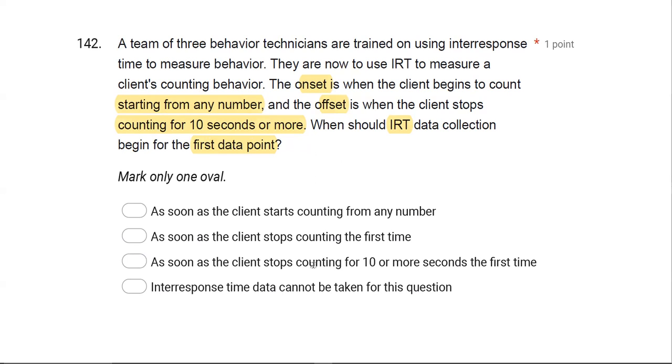So C, as soon as the client stops counting for 10 or more seconds the first time. Perfect. That's exactly what we're looking for. That's the end of the first response. We start our timer. On the next onset, we stop our timer. That's going to be inter-response time. And then D, inter-response time data cannot be taken for this question. Well, sure it can. We just have to start at the right point, which is as soon as the client stops counting for 10 or more seconds the first time.